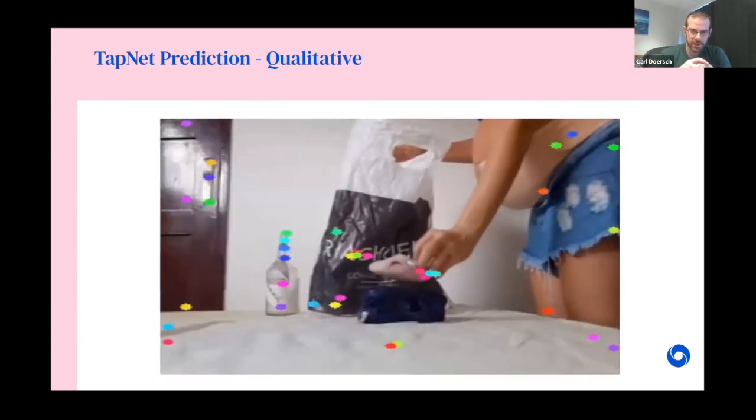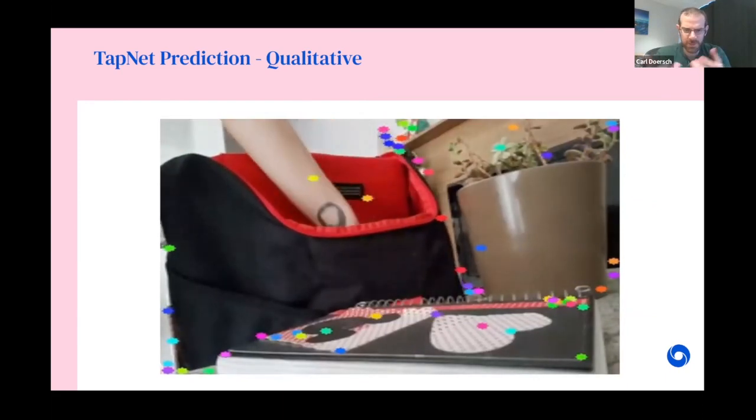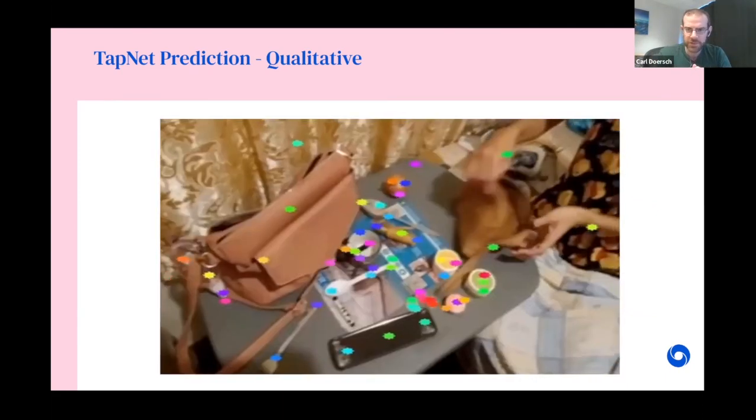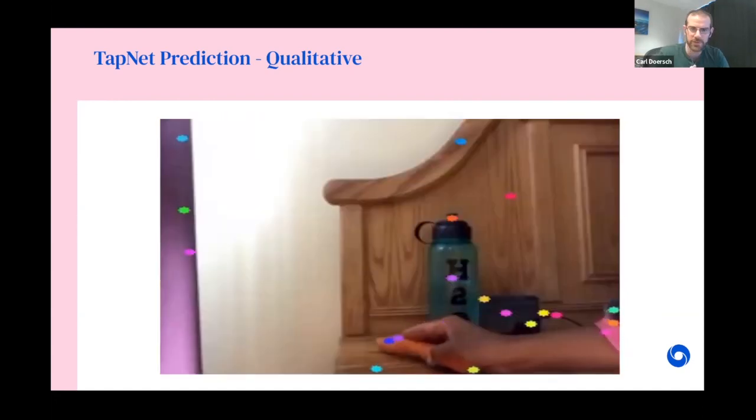But you can see that TAPNet is generally struggling with this data. There's a lot of jittering, especially on weakly textured surfaces. There's a lot of fabrics and soft materials in this data set, which are not well represented in the training distribution.